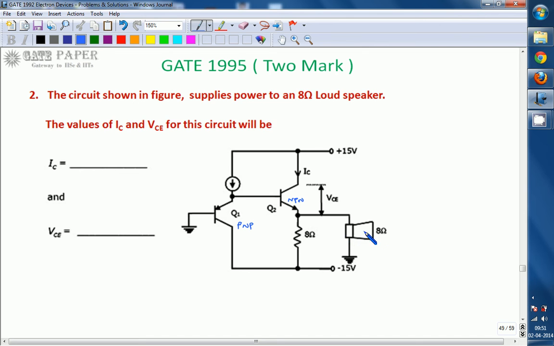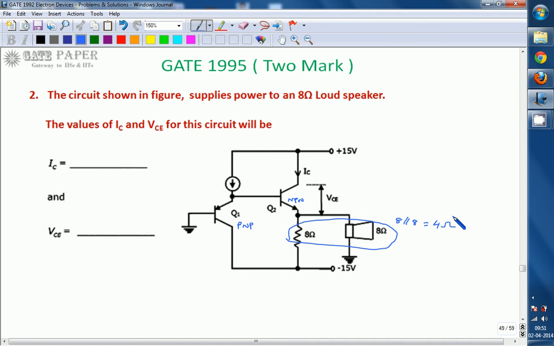And here the loudspeaker is 8 ohms, having internal resistance, which is in parallel with 8 ohms. So effectively this will be treated as 8 parallel 8, which is nothing but 4 ohms. Okay, now we are going to calculate IC and VCE.